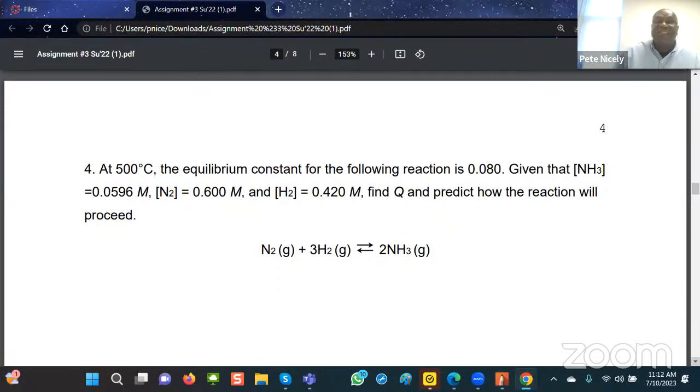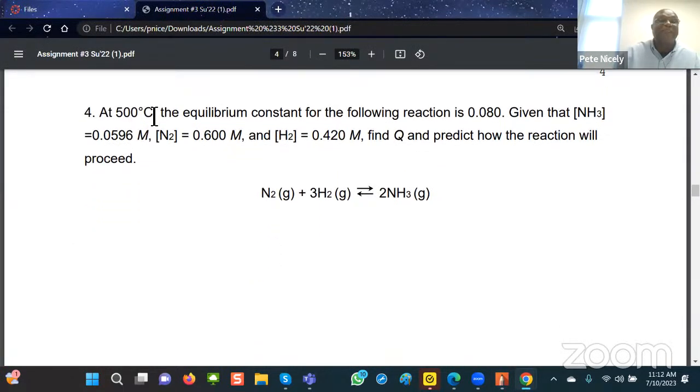So question number 4 says that at 500 degrees Celsius, the equilibrium constant for the following reaction is 0.080. So they gave you the Kc value right here, and I'm just going to write down Kc for that system. Then it says, given the concentration of ammonia is that, the concentration of nitrogen is that, and the concentration of hydrogen is that, find Q. Q here in this case would be Qc. And then predict how the reaction will proceed.